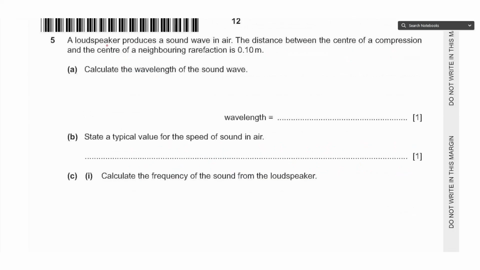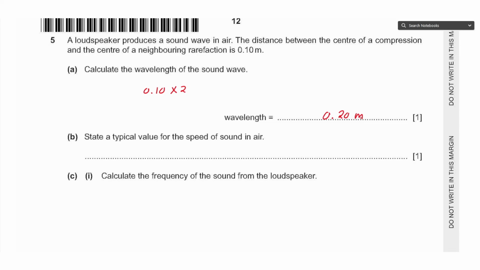Question 5 says a loudspeaker produces a sound wave in air. The distance between the center of a compression and the center of a neighboring rarefaction is 0.10 meters. That's half a wavelength. So calculate the wavelength. It is equal to 0.10 times 2, since the wavelength is a distance between a compression and the next compression, not the next rarefaction. A rarefaction is in the middle, so that's only half the wavelength. So this gives an answer of 0.20 meters.